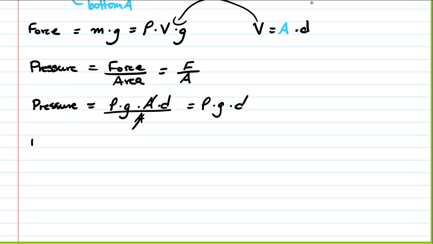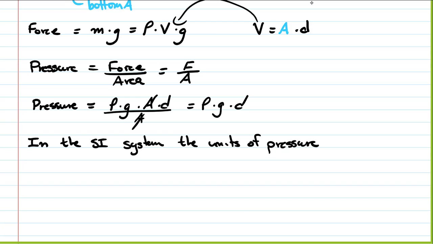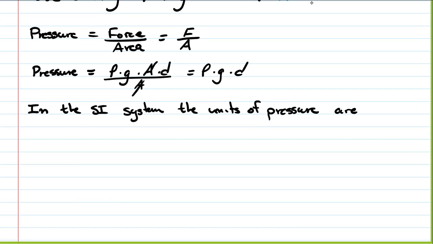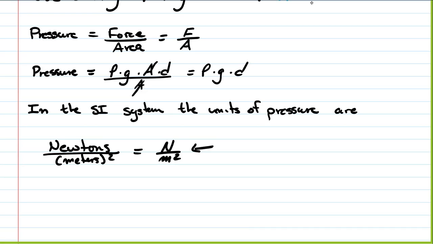So it's worth noting in the SI system, the units of pressure are newtons. So if we go back to here, force divided by area, we would have newtons divided by square meters, so meters squared. So a newton per meter squared. This is called a Pascal. So the units of pressure in the SI system are newtons per meter squared, or pascals.